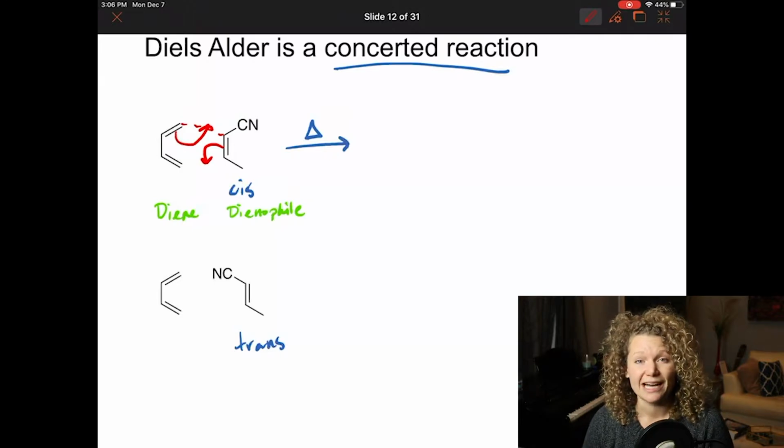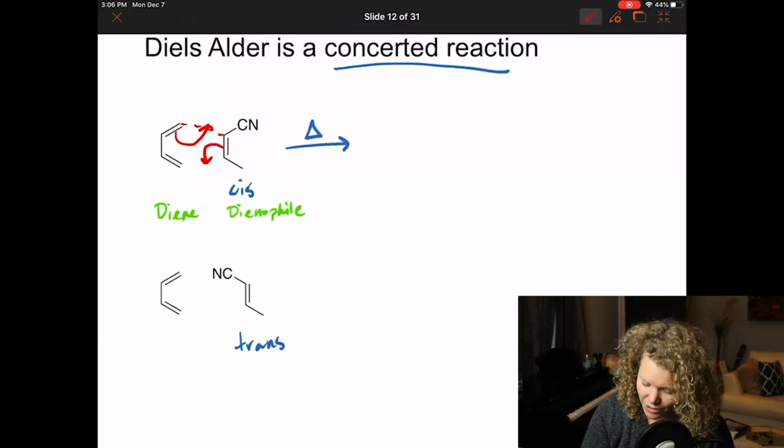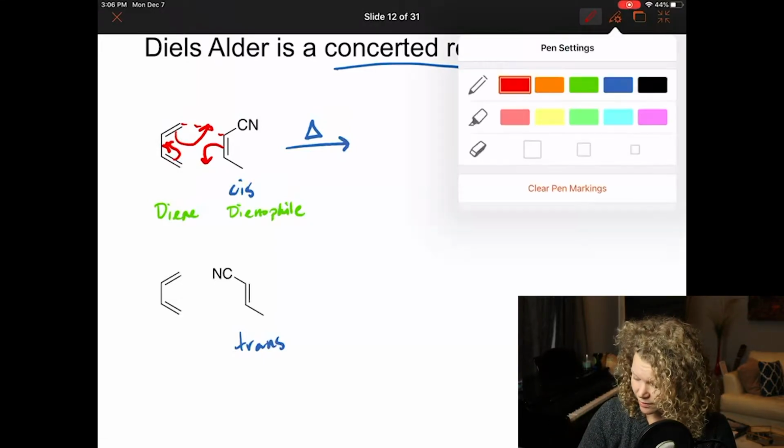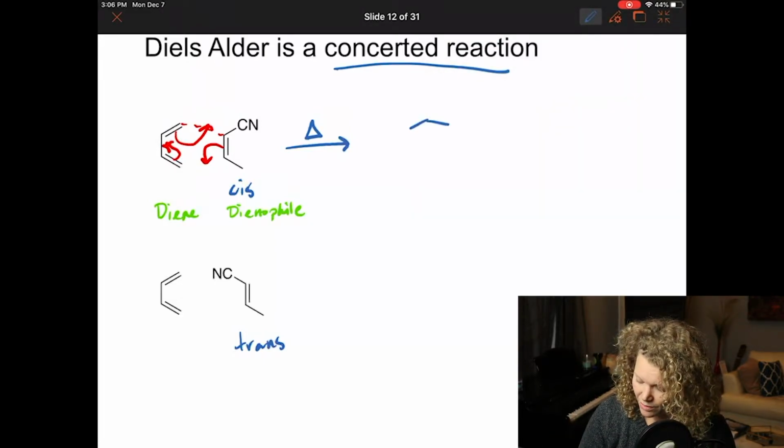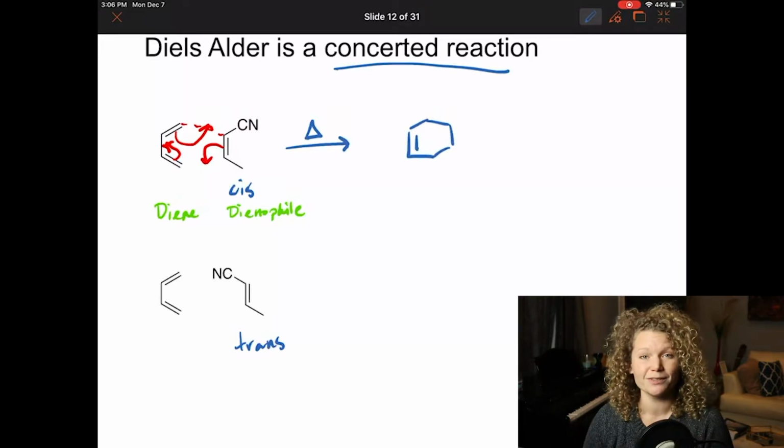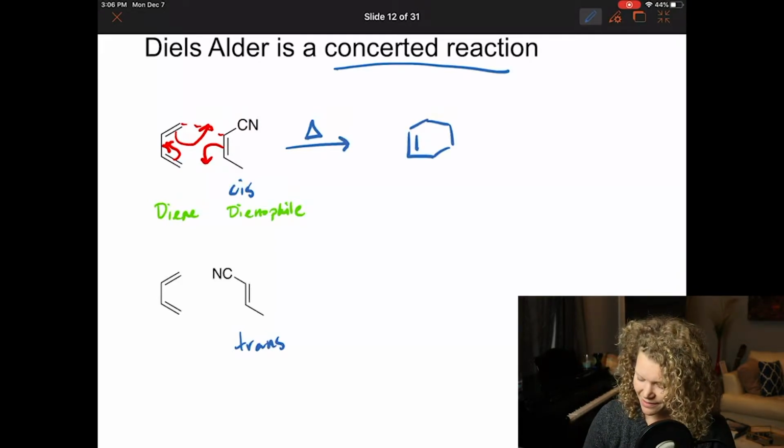The alkene from the dienophile then pushes over to make a new bond, which forces this carbon here to lose a bond, and the double bond moves over. So let's draw what we have from here. We make our cyclohexene structure. There are 6 carbons in this ring.